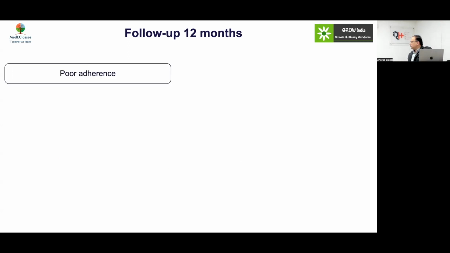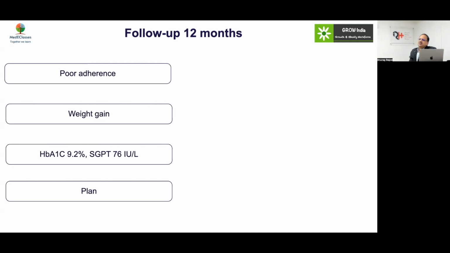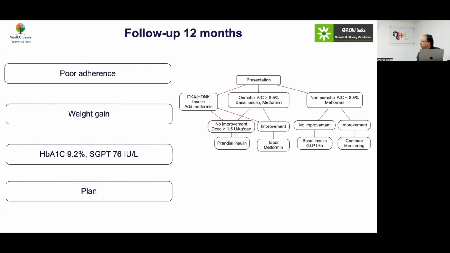Follow-up after 12 months, age 20, poor adherence, weight gain again, HbA1c is 9.2, SGPT has gone up. What do you do here? So it's unlikely that she is going to improve from 9.2. In fact, the expert says if it's more than 10, start insulin again, which we don't want to do. So we can do something else here.